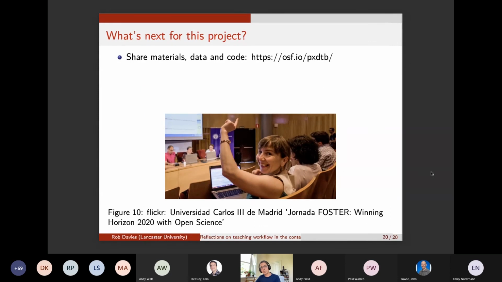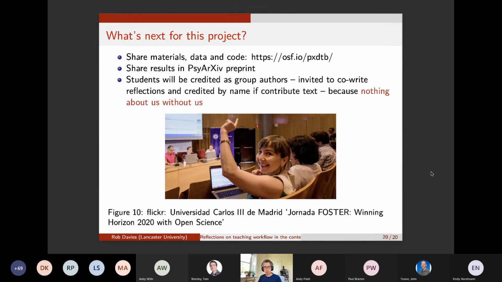So what's next for this project? We'll share materials, data, and code in an Open Science Framework repository, and we'll share the results and the reflections in a SciArchive preprint. Students will be credited as group authors and invited to co-write reflections, and credited by name if they contribute text, because, as in the slogan from American healthcare, nothing about us without us. I think it's important that we move away from doing data collection on student participants and then just benefiting from it without giving them a chance to reflect on it.